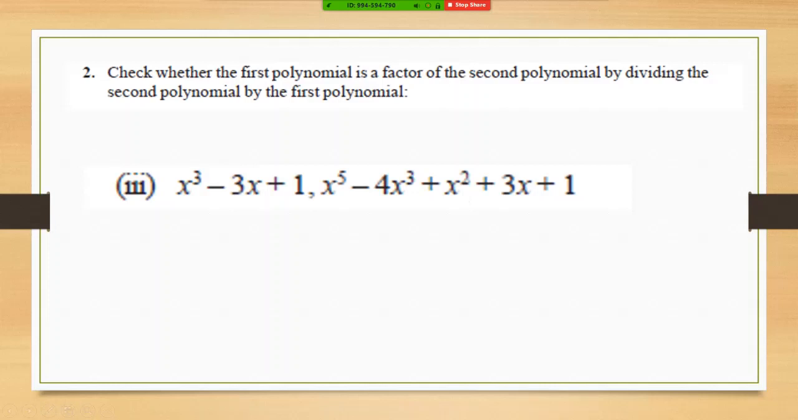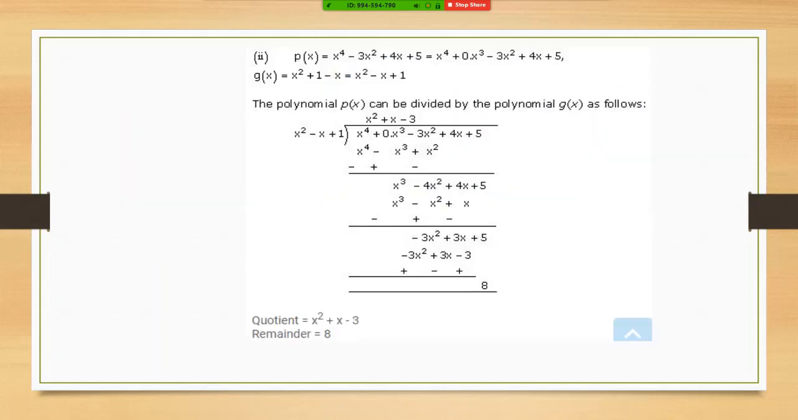Check whether the first polynomial is a factor of the second by dividing the second polynomial by the first one. That means this x^5 minus 4x cube is your dividend, and x cube minus 3x plus 1 is your divisor. Ma'am, can you go back once? Can you see something in this sum? Because the x cube term is not there, we have taken it as 0 into x cube. So whatever term is not there, you can fill it up using 0.